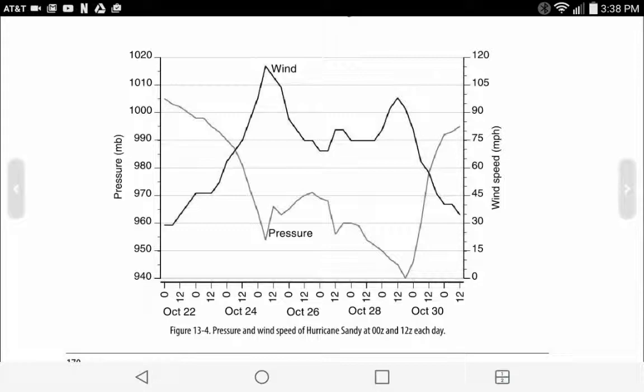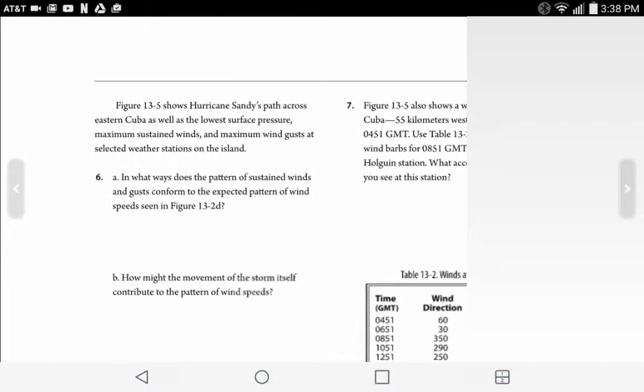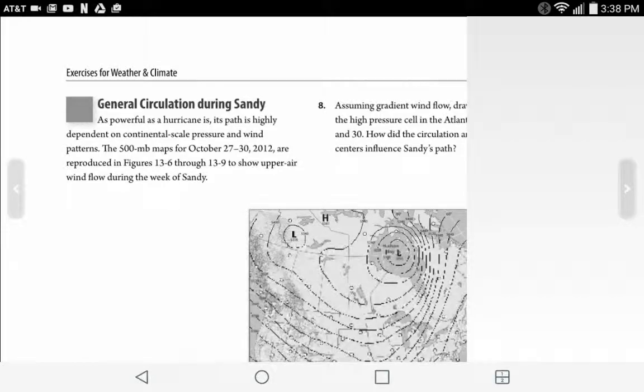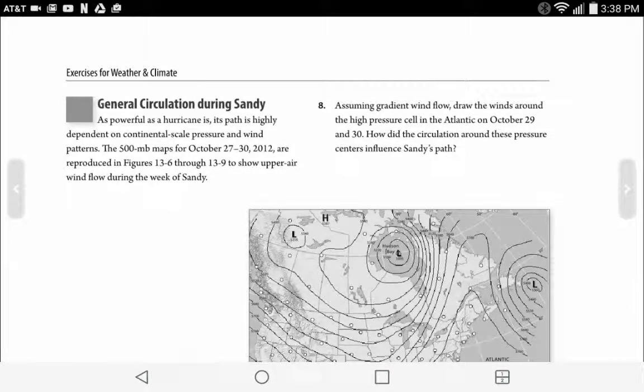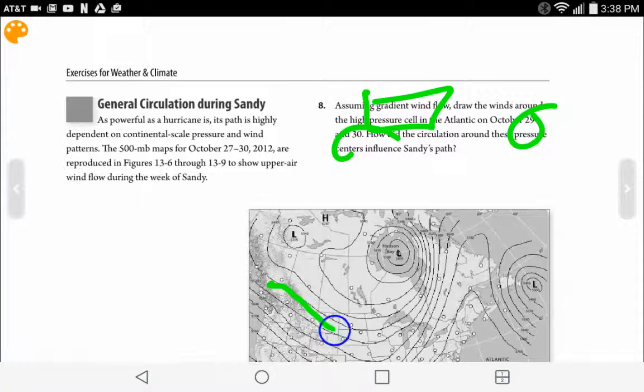Now, we're skipping questions 6 and 7. Question 8 has a vocabulary word in it that we sometimes get a little hung up on. It says here, assuming gradient flow, draw the winds around the high-pressure cell on these particular dates. The word here is gradient wind. Don't get too hung up on the word gradient. I think I over-explained this in the video for the students. Gradient winds are just winds that are parallel to the isobars when the isobars aren't straight. Okay, so something like what I'm drawing right here.